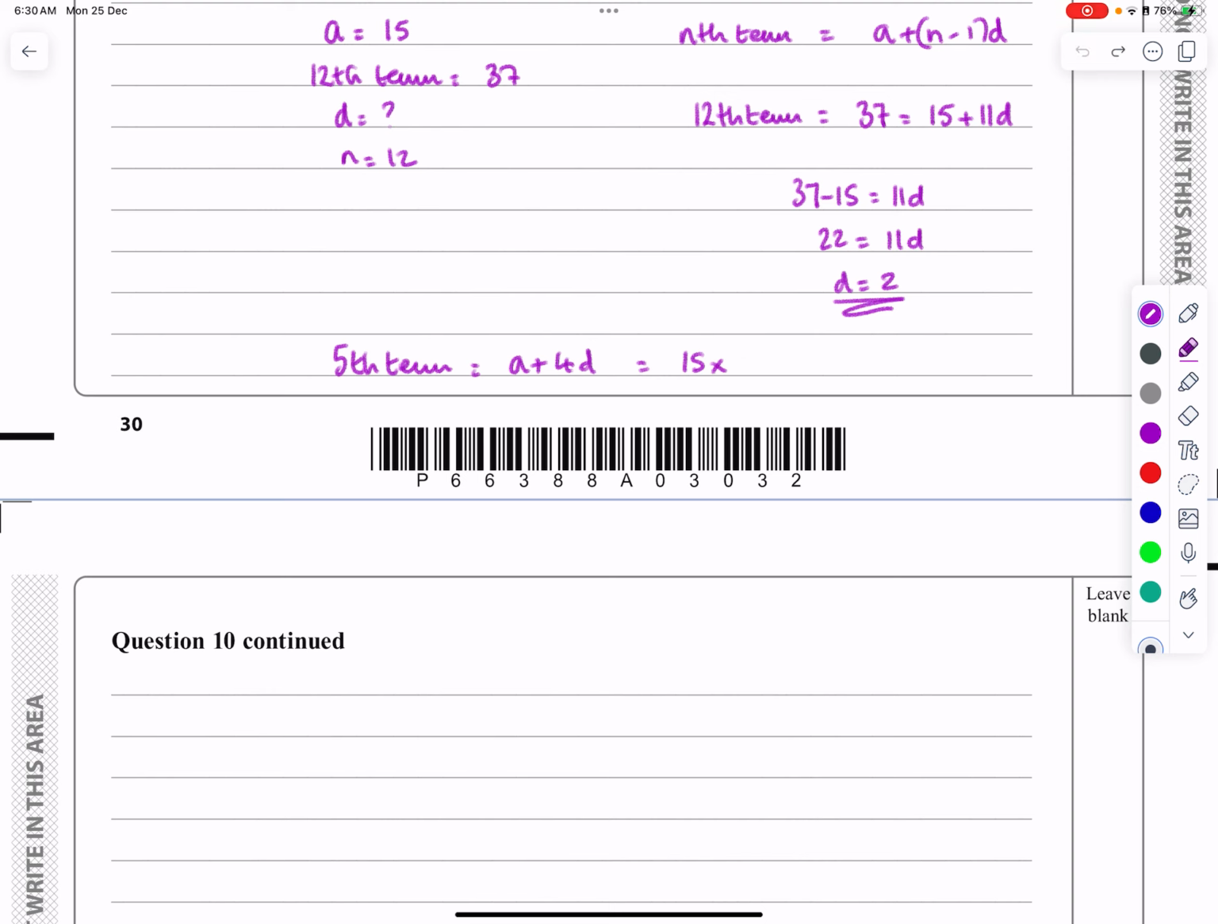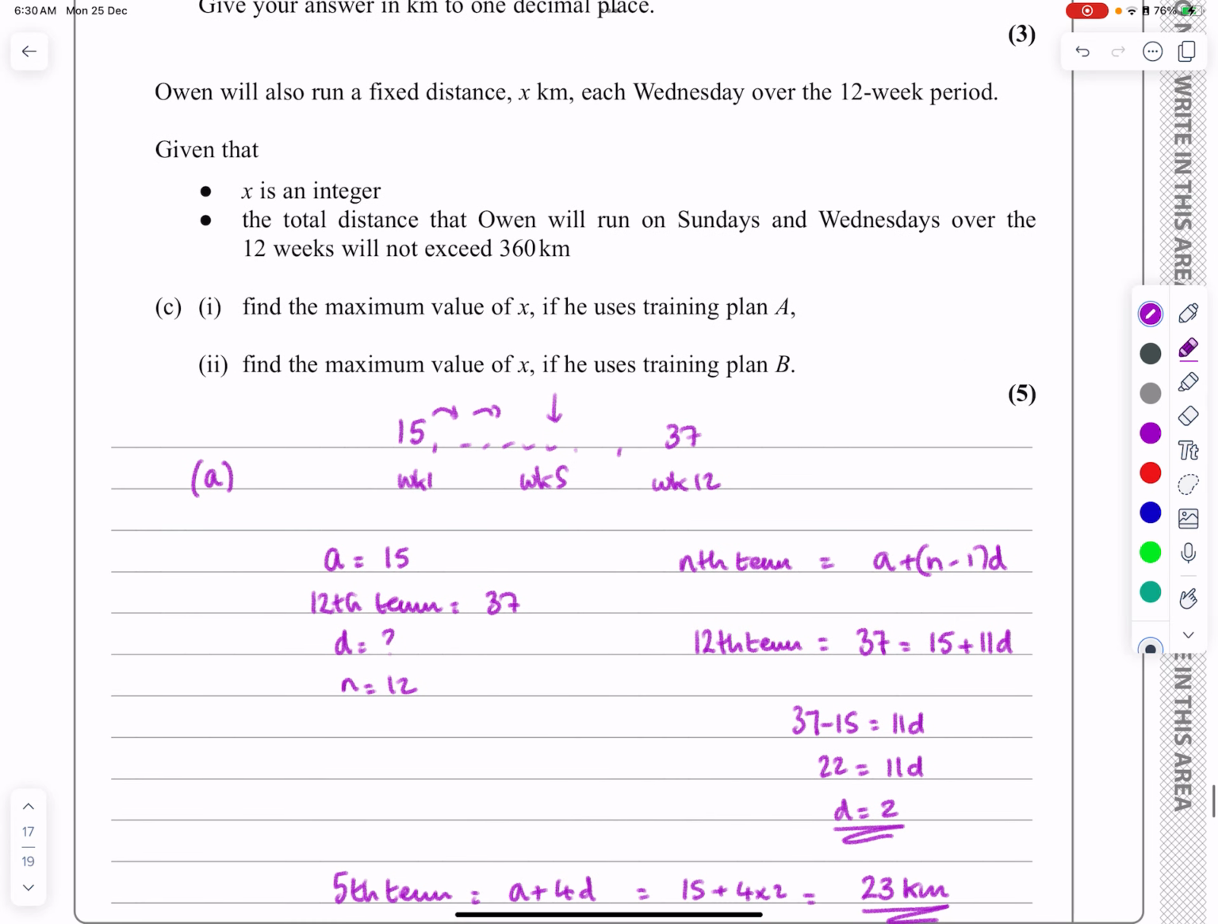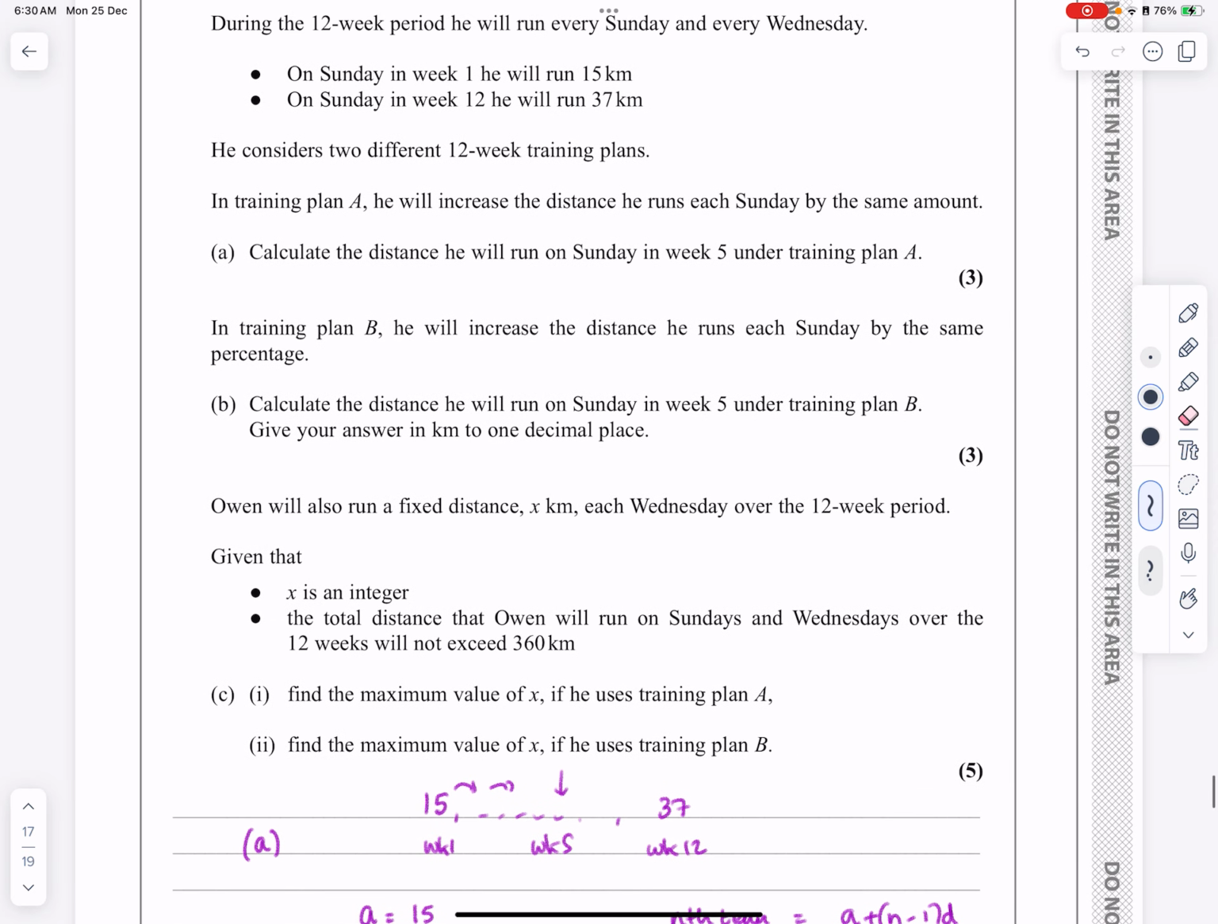Sorry, 15 plus 4 lots of 2, 15 plus 8, 23 kilometres. Now, if you had time and you were a little bit panicky about this one, you could actually go through and put in 15, 17, 19, and just keep going through to see that it all works. But I certainly won't waste any time with that. I'll just move on to the next part.